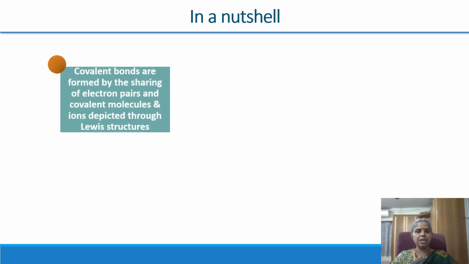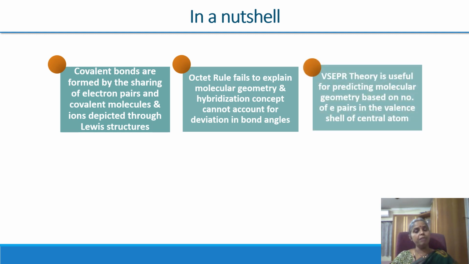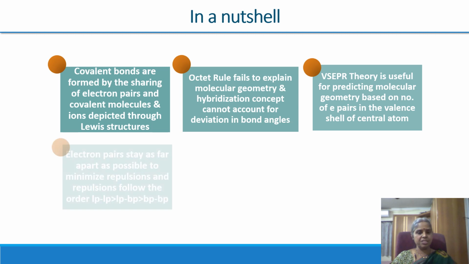So in a nutshell, what have we learned so far? Covalent bonds are formed by the sharing of electron pairs, and covalent molecules and ions can be depicted through Lewis structures. The octet rule fails to explain molecular geometry, and the hybridization concept cannot account for deviation in bond angles. We have also learned that VSEPR theory is useful for predicting molecular geometries based on the number of electron pairs in the valence shell of the central atom.